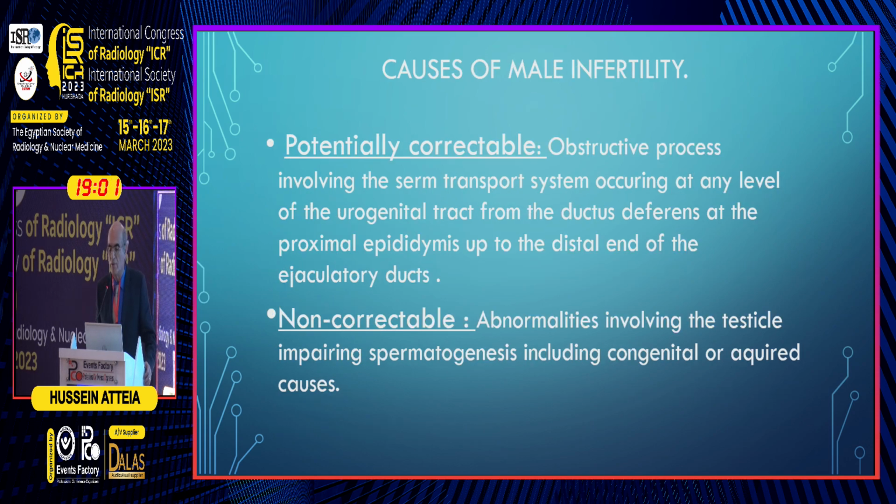Now, causes of male infertility are classified into two: potentially correctable and non-correctable. Potentially correctable is obstruction, particularly either proximal in the epididymis or the ductus deferens, or distal in the ejaculatory ducts or the ampullary portions of the vas. Non-correctable is the factory. It's the testicle or testicular dysfunction. We cannot do anything about this, but some treatment is now recently approved for improving spermatogenesis.